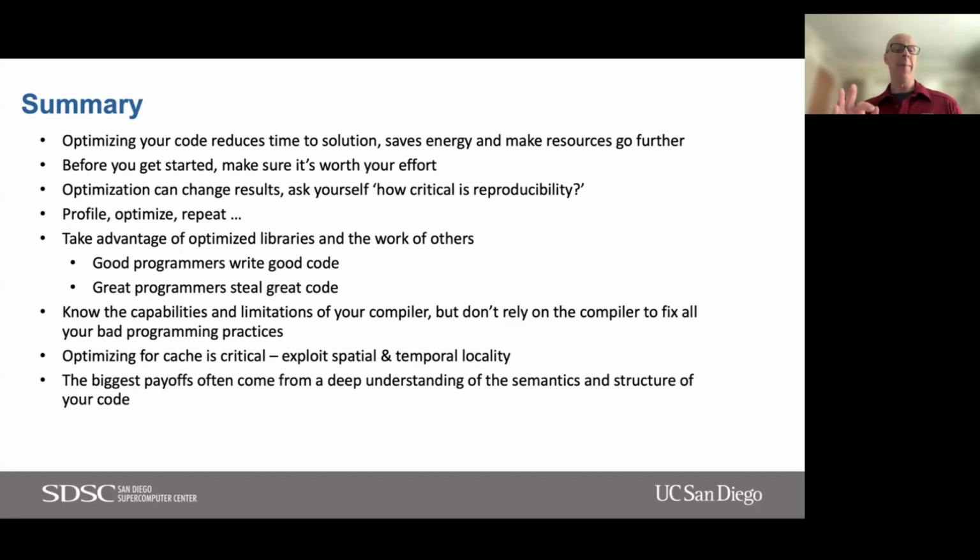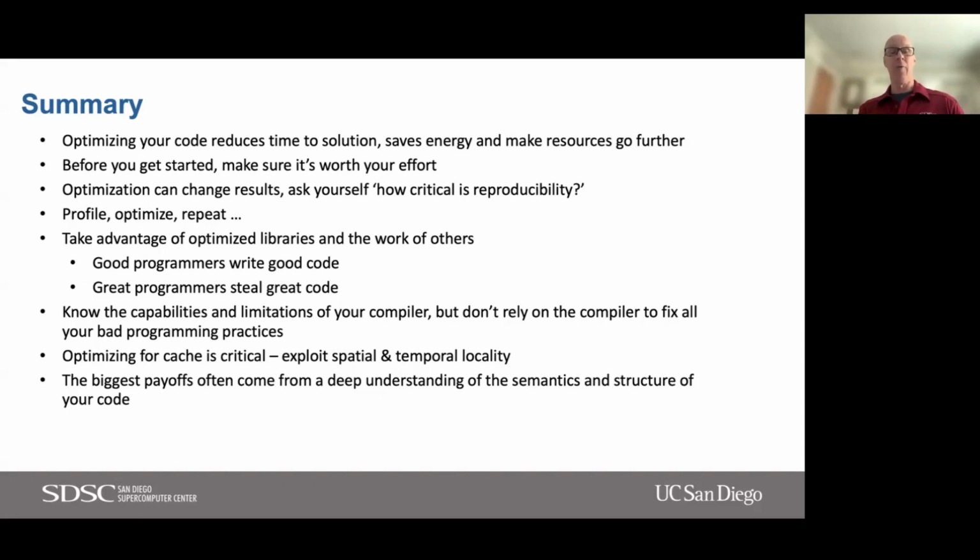And I would say sometimes take your code and compile it using two different compilers. If you see drastically different performance, that may indicate that one compiler is recognizing some bad programming practices and fixing them while the other hasn't.